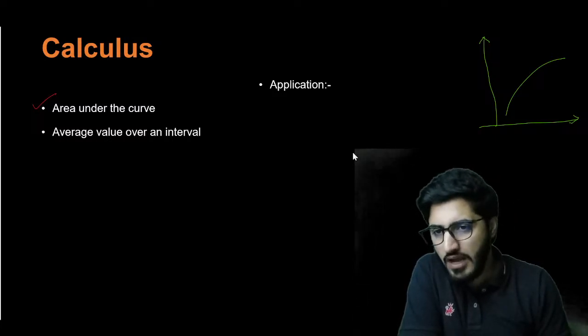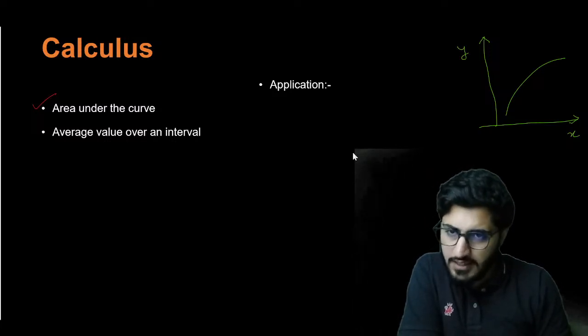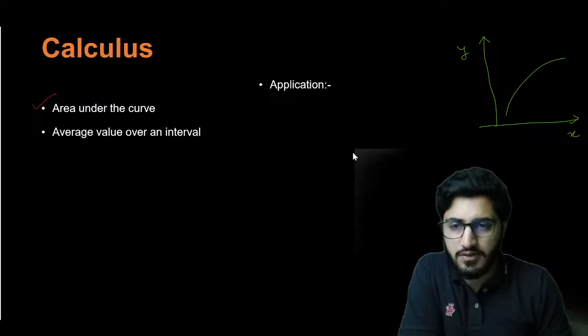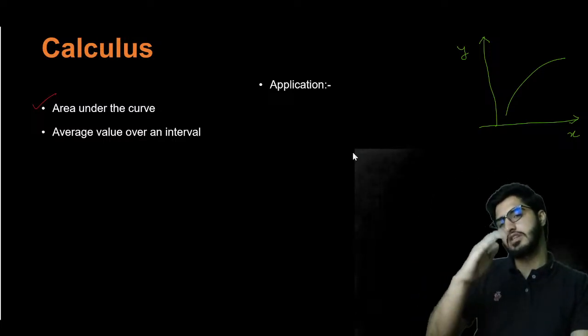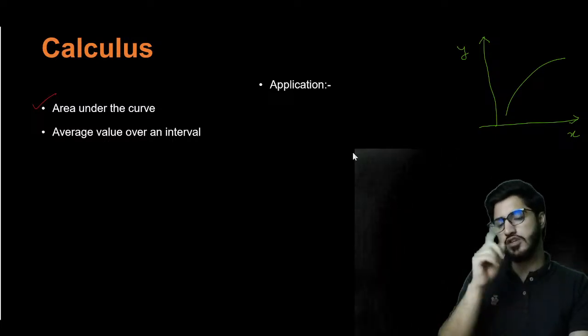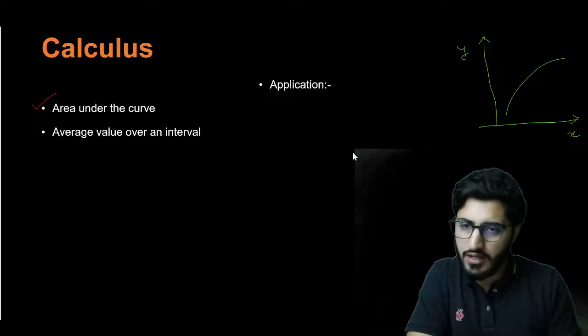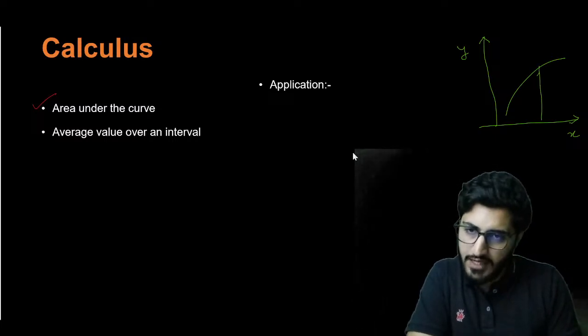Okay, if we have to find out, this is x and this one is y. So let us find out the area under this curve. This curve is not a straight line, it's a curved line. So I can take a very small element.